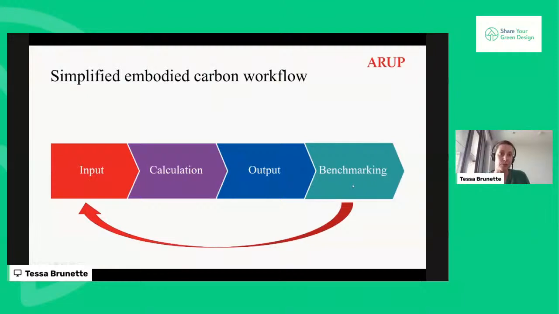And then at the end of that process, we need to understand, well, so what? What does that number mean? And we use that number to benchmark against other projects and what we understand to be industry norms, and ultimately start back at step one again and make it better. So we need to be using these outputs and the benchmarking process to then ask ourselves, well, how can we do better? How can we reduce the carbon on this project? And where are the places to focus?